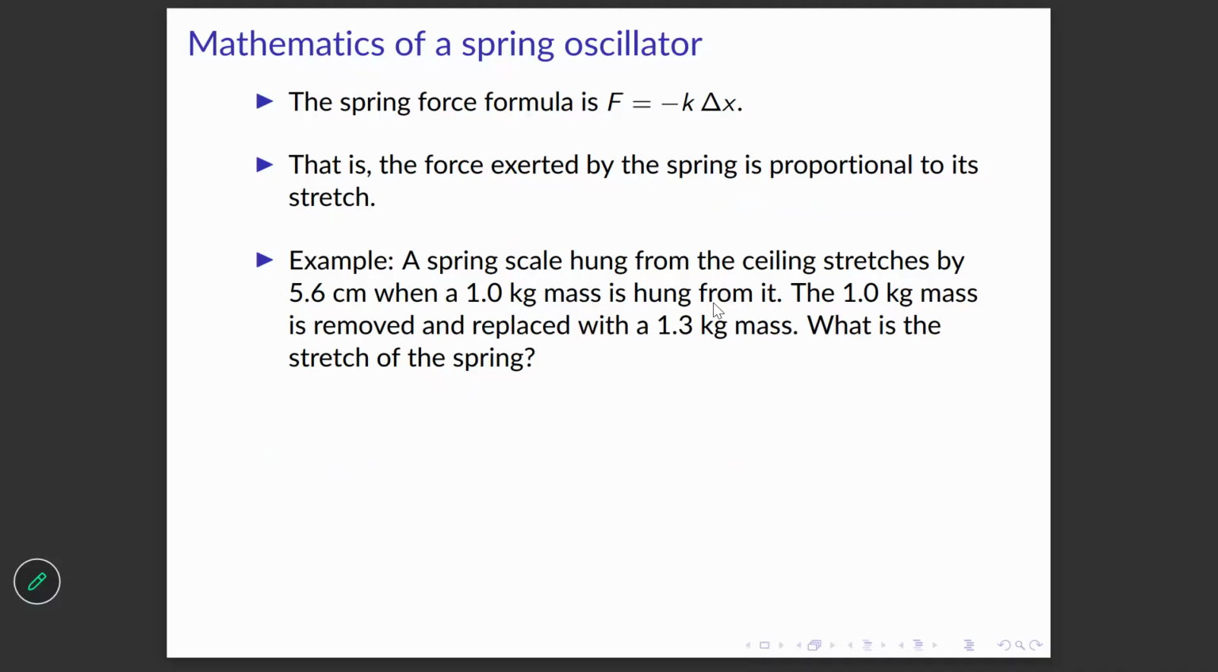Do this as an example real fast. We're not going to talk about the oscillations. I just want you to remind yourself of what the spring constant is. Suppose I've got a 1 kilo mass, and that gets the equilibrium length of the spring to 5.6 centimeters. Then I put on a 1.3 kilo mass. How far does the spring stretch? I'm not talking oscillations here. If I just dangle the heavier thing, where does it go?